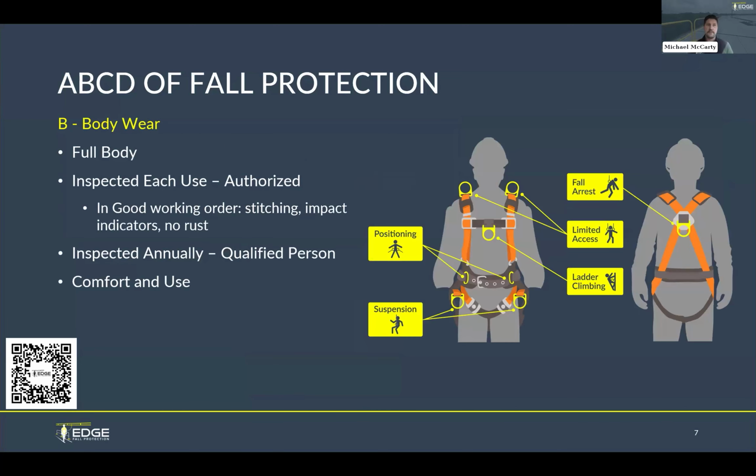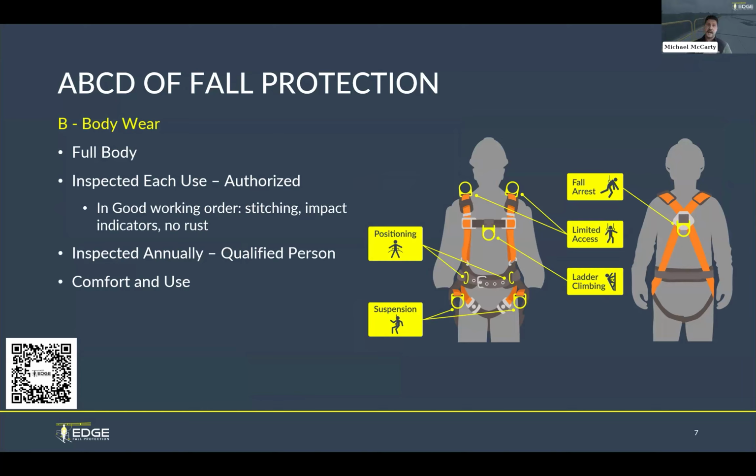Going into the B of the ABCDs, we have body wear. So your harness. We have examples of the full body harness. Almost every time you should be seeing the dorsal D-ring. That's the fall arrest icon on the furthest right-hand side. So that dorsal D-ring should be standard. There can be access limitations.